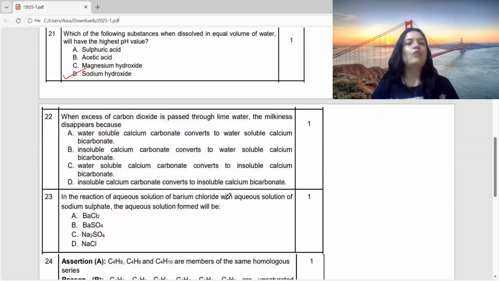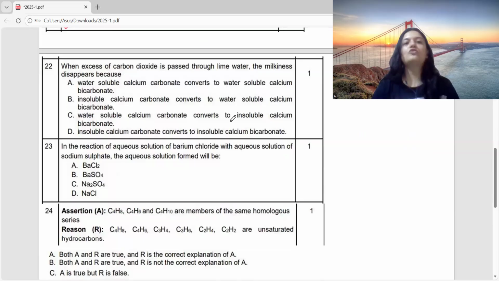Next one. When excess carbon dioxide is passed through lime water, the milkiness disappears. The milkiness is because of an insoluble substance, and it disappears because that insoluble substance turns to something soluble. So what is the insoluble substance? It is calcium carbonate, which turns to water soluble calcium bicarbonate. So it's a very clear option number B.